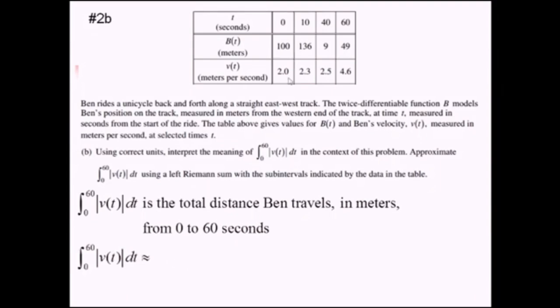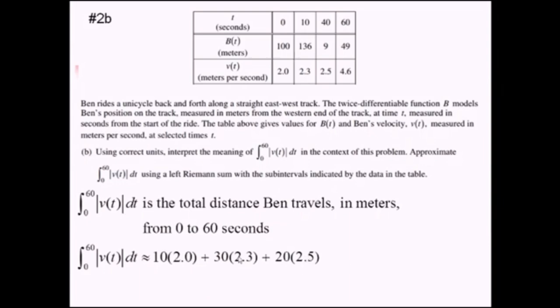So I've got a base of 0 to 10 for the first rectangle, and I'm multiplying that by the left height every time. So in this case, that's 2.0. Next, I have a base from 10 to 40 of 30 times the left height of 2.3. And then finally, base from 40 to 60 is 20, times a height of 2.5. You could stick units on the end, which is, again, meters, and be done with this.